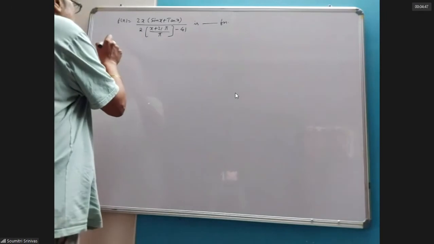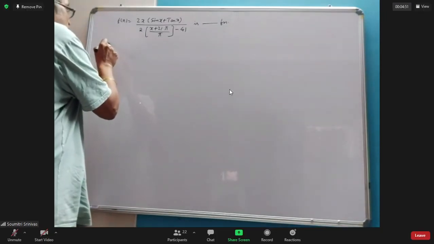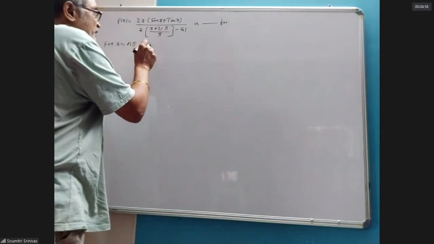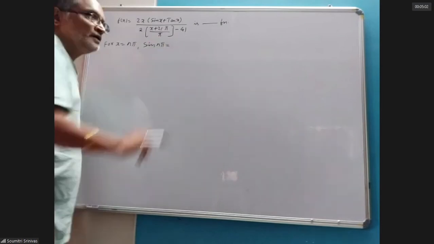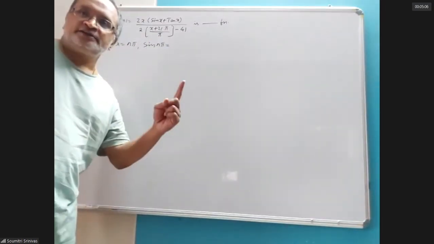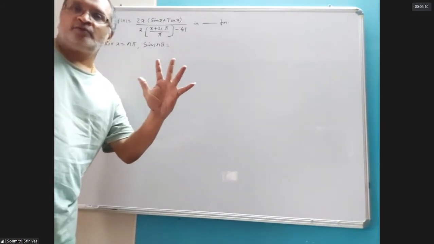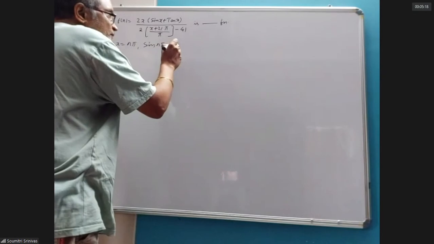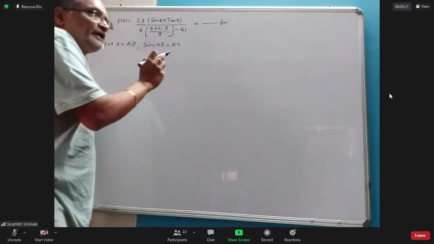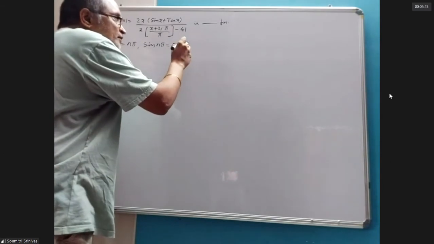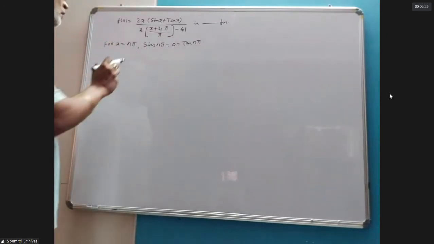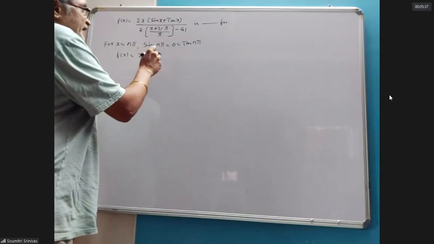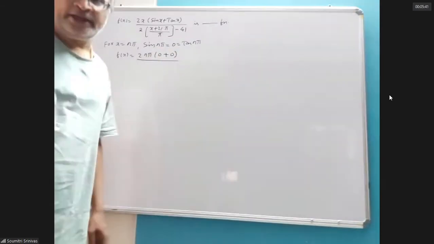What happens for x equal to n pi? What is sin n pi, n belonging to integers? Sin 0, sin pi, sin 2 pi, sin 3 pi, sin 4 pi. What are the values? And tan pi, tan 2 pi, tan 3 pi, tan n pi? 0. Therefore, what is your f of x? x is n pi, sin n pi is 0, tan n pi is 0.